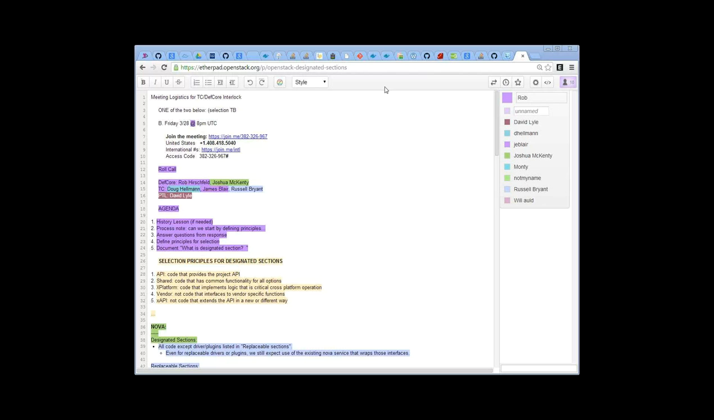Looks like we have a quorum for the TC DefCore Interlock about designated sections. So if people could make sure you get your roll call information on the Etherpad that we built up. This Etherpad wasn't designed for this meeting, but it seemed like a good place to start. So we left it there.